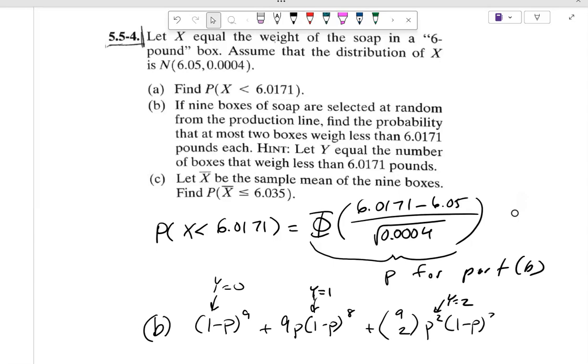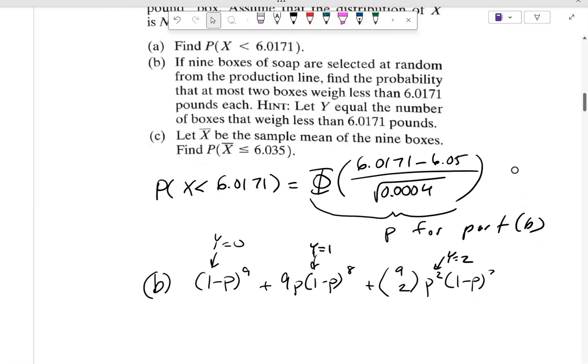All right. Part C is actually the new one, the new part. Part C is actually the new part.